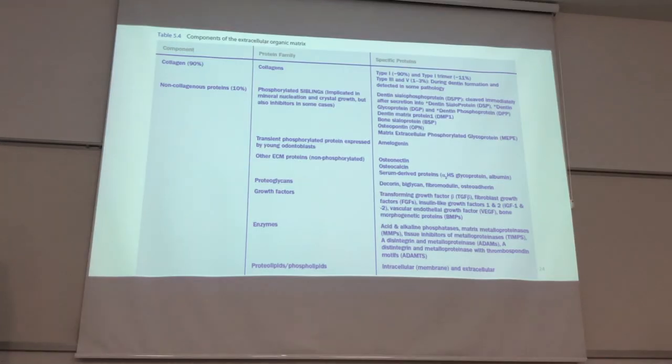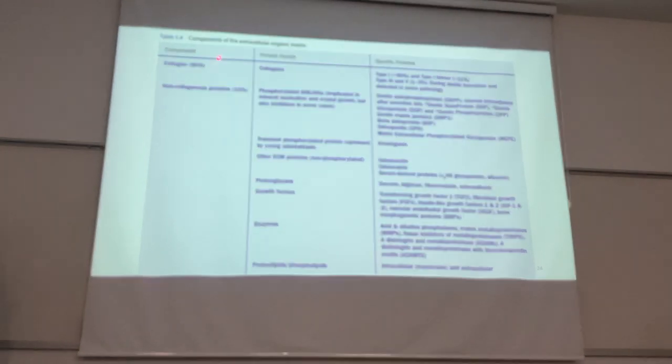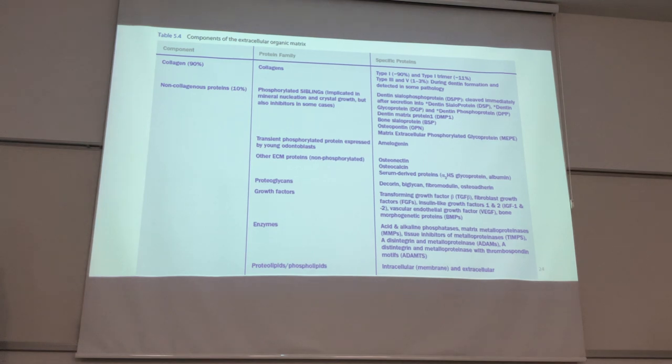Again, you can see the organic structure of dentin. As you can see here, 90% of the organic structure is composed of collagen fibers, generally type 1 and type 3. I can ask about the type of collagen fibers again.